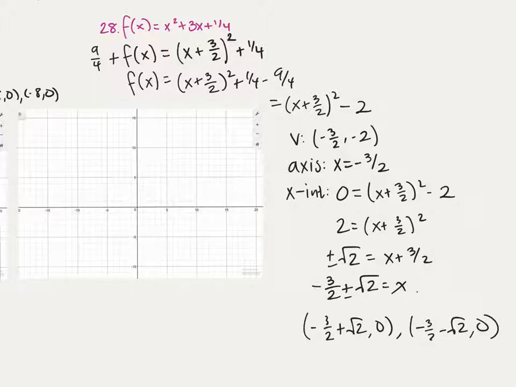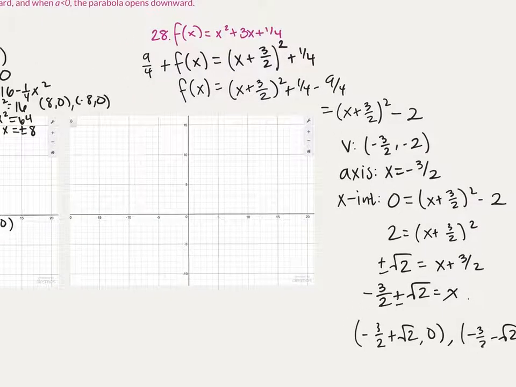So for those, I would just estimate to the best of your ability. I'm not going to be super picky on where you've put it. Okay, so we're going to graph our vertex first. That's -3/2, -2. So 1.5, and then 2 down. And then my axis is -3/2. X equals -3/2 to be specific. So I draw a dotted line there and label.